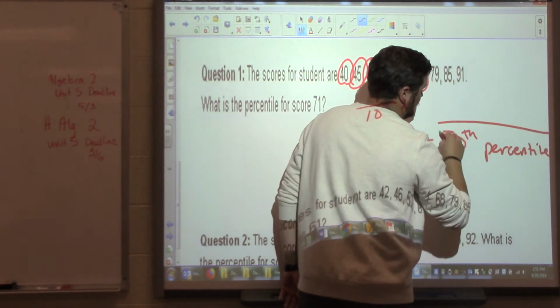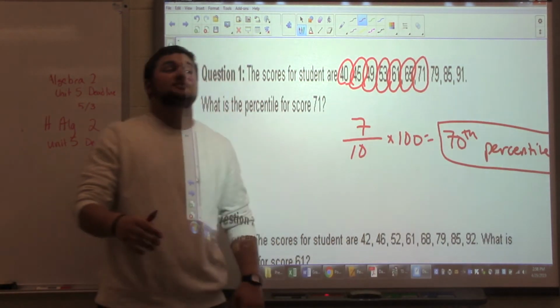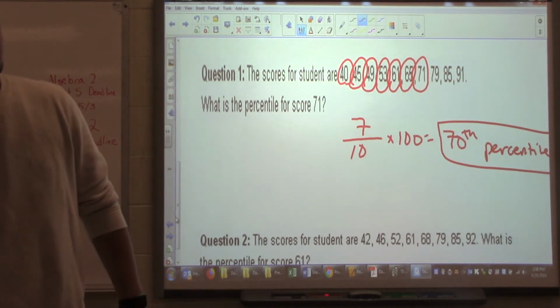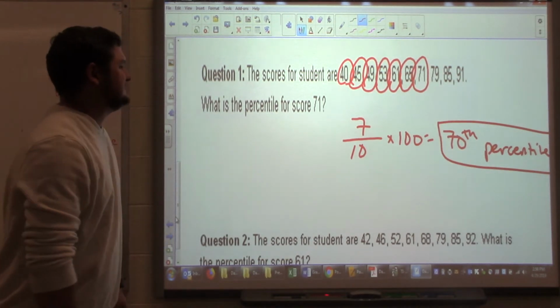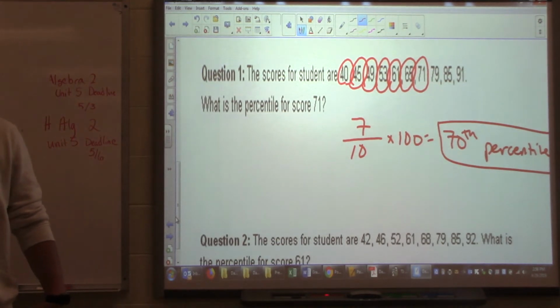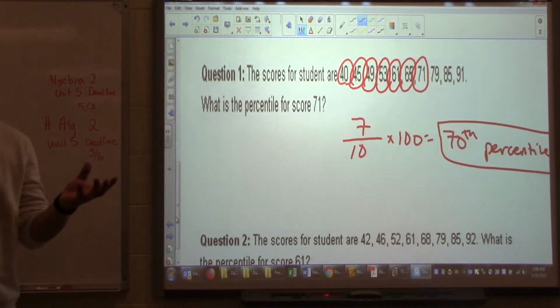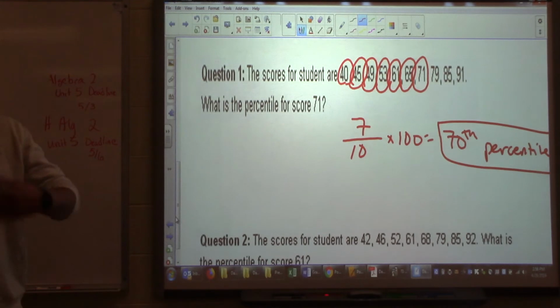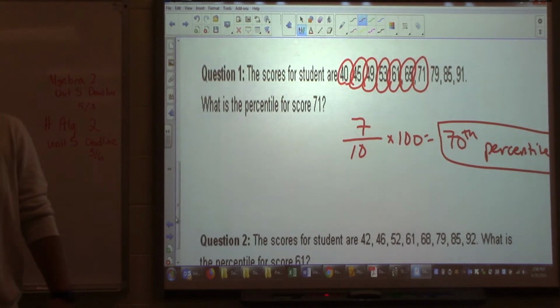Do not write percent. We're not looking for a percent. We're looking for that percentile rank. Yes? Do you have to write percentile? Can you just write per? I would say if you write 70th, I'll be okay with it. But just don't write 70%, because the percent is different than the percentile rank. Okay? Does that make sense? So if you write 70%, it's going to get marked wrong. 70th percentile. Okay? Try the second one, please.